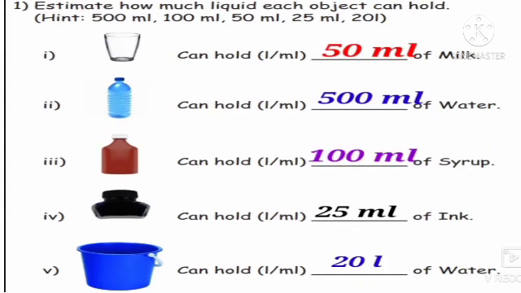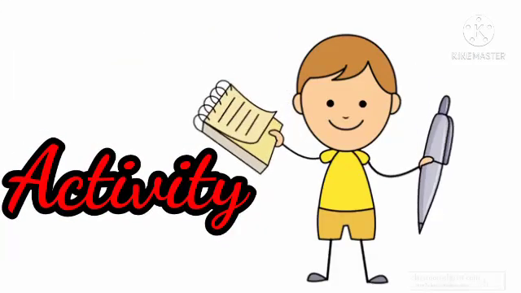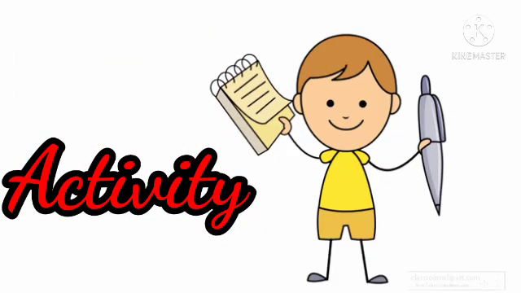Children, write down. A glass can hold 50 milliliters of milk. A bottle can hold 500 milliliters of water. Syrup bottle can hold 100 milliliters of syrup. An ink bottle can hold 25 milliliters of ink. A bucket can hold 20 liters of water. Children, do the following activity with the help of your parents.